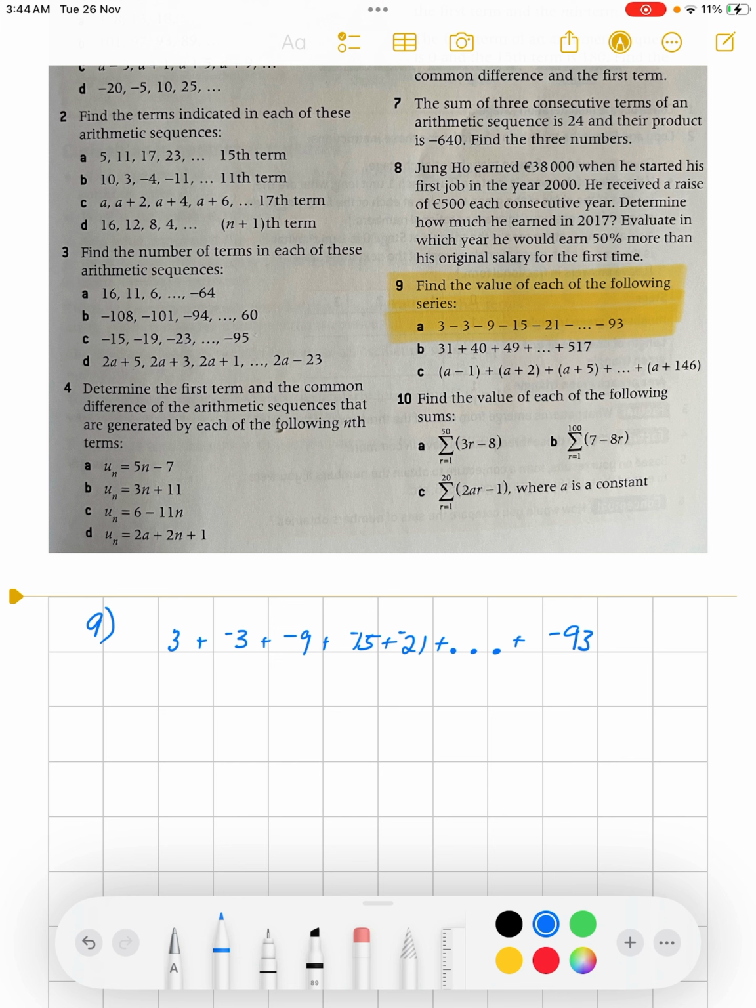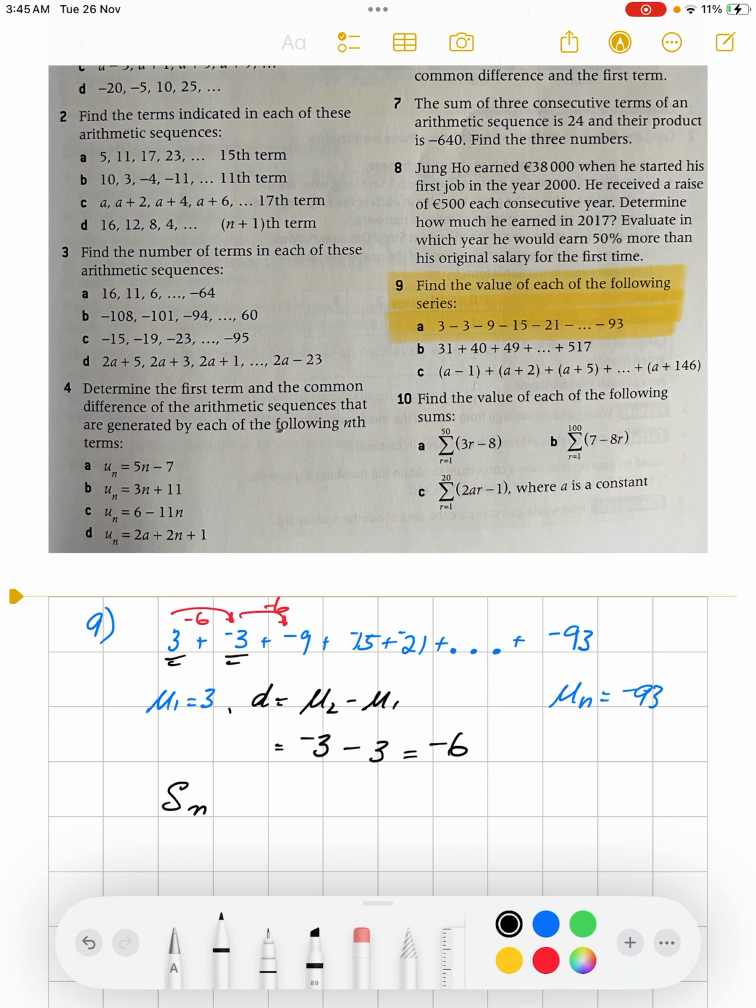Wow. So let's have a look at what we've got. We've got the first term is 3. We've got the nth term, which is negative 93. And we can work out the difference just by taking any term. So the second term, subtract the first term. So the second term is negative 3. Subtract the first term is 3. So the difference, you can see they're going down by 6 each time. So that's subtract 6. Each term is dropping by 6. And we want the sum.